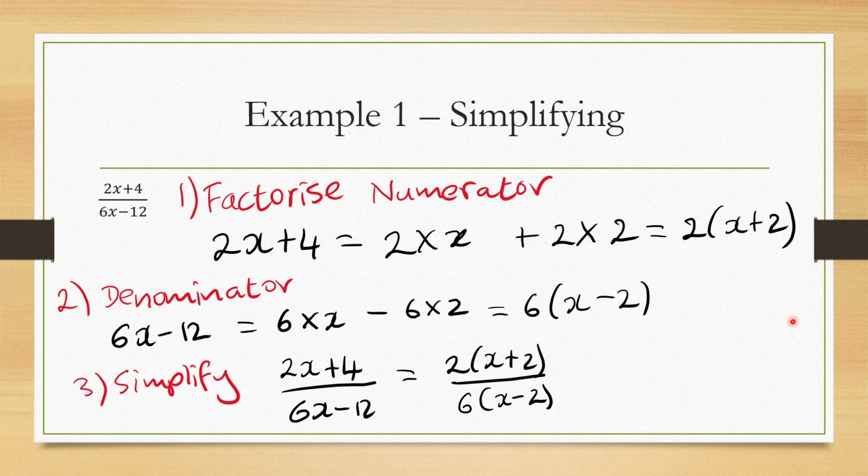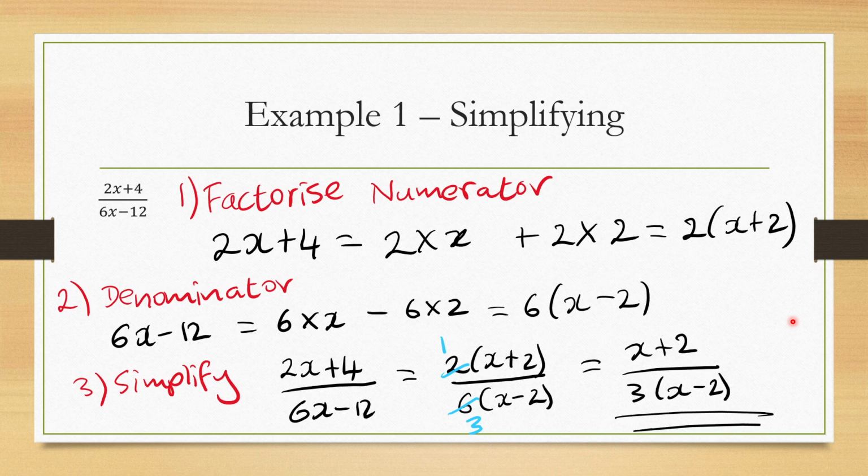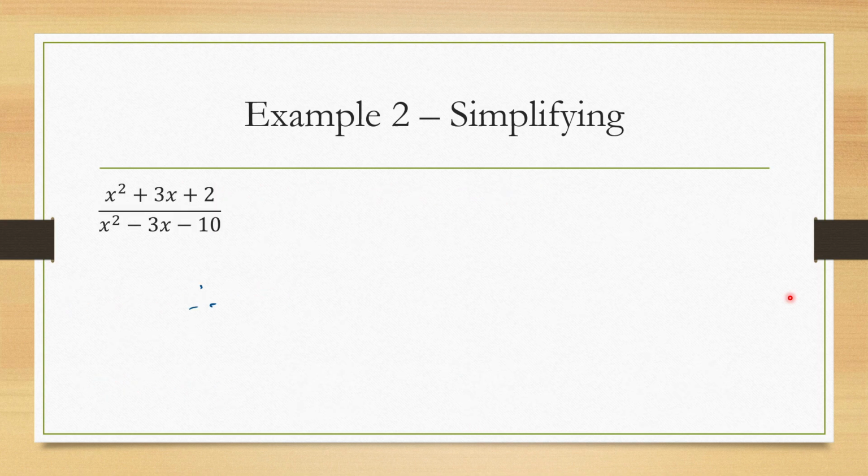Then what you do is you need to cancel it out. So you're going to cancel both the numerator and denominator by 2, because that's the highest common factor both of these numbers have in common. So 2 divided by 2 becomes 1, and 6 divided by 2 becomes 3. Now you're just left with x plus 2 over 3 bracket x minus 2. You can leave it as this, or sometimes you can expand out this bracket and leave it like that. Let's take another example, simplifying.